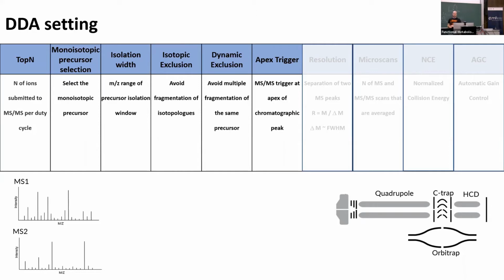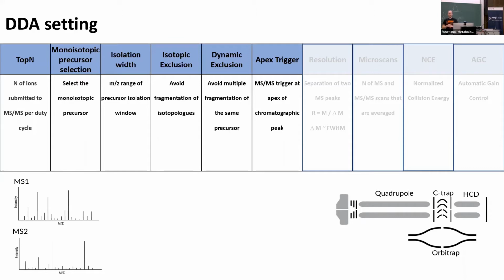So this is a very nice setting on the QExactive platform, and I think on the newer Thermo instruments, that you have the so-called apex trigger. Basically you can set a time range at which this apex needs to be reached, otherwise it triggers the scan.